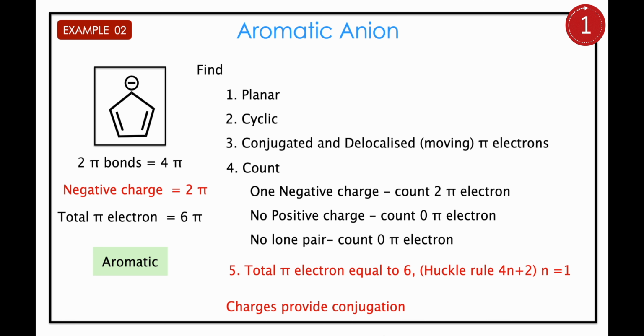bonds, so 4 pi electrons. Importantly, a negative charge is there, so 2 pi electrons. So total pi electrons are 6. If you count total pi electrons, that is 4 plus 2, 6 pi electrons. According to Huckel rule, it is 4n plus 2 pi electrons where n equals 1, totally 6. The concept you have to learn here is that negative charge provides conjugation, very important one. It provides conjugation as well as 2 pi electrons.